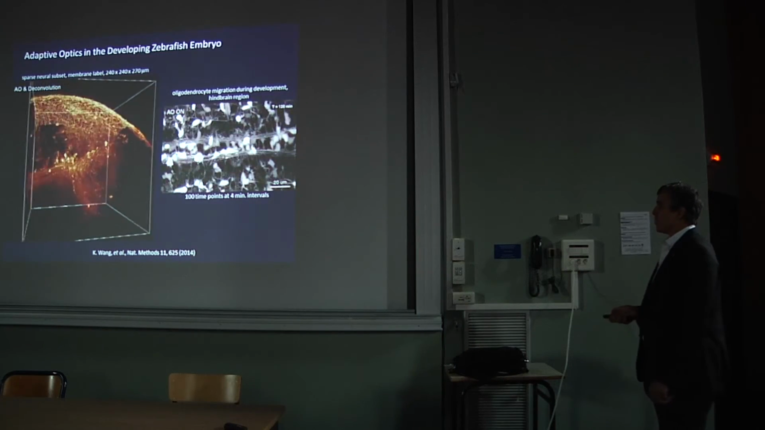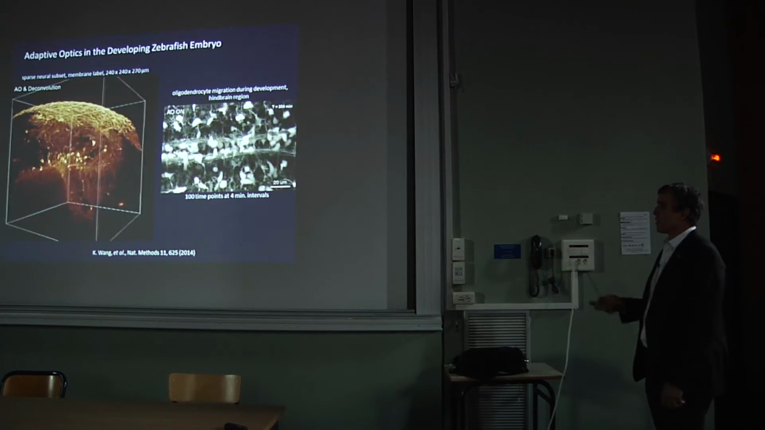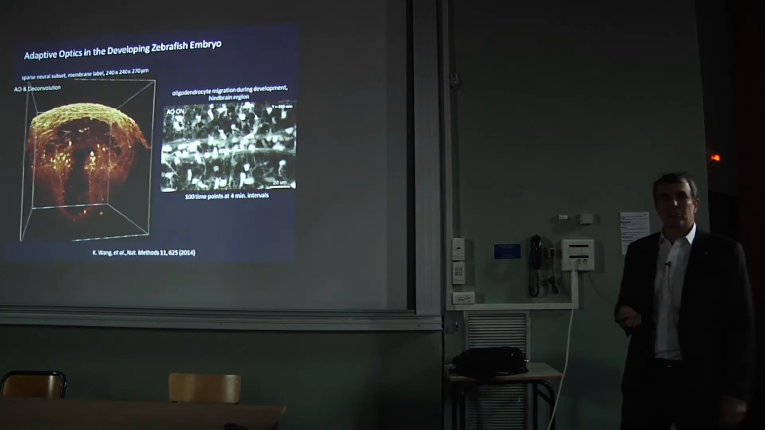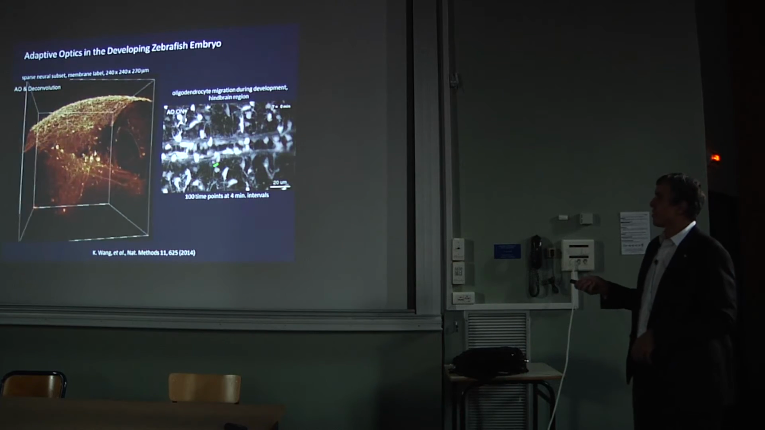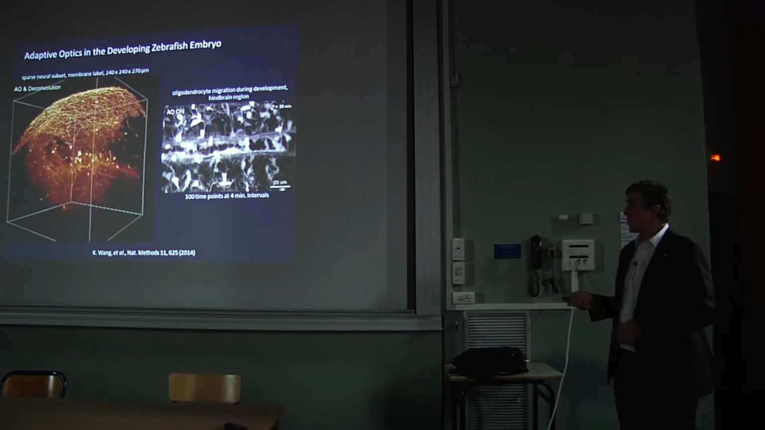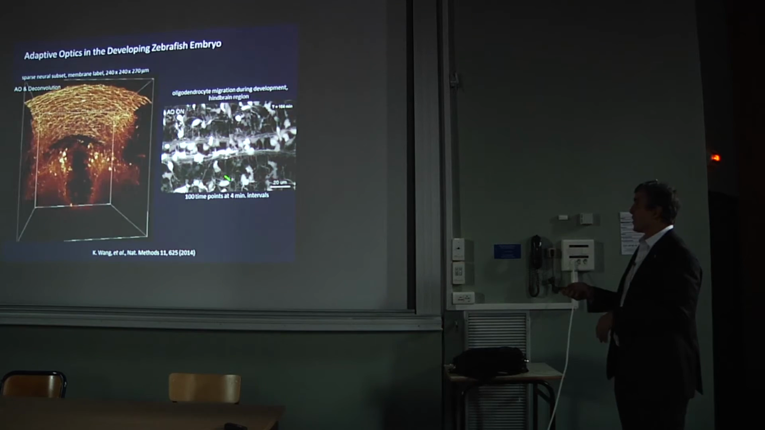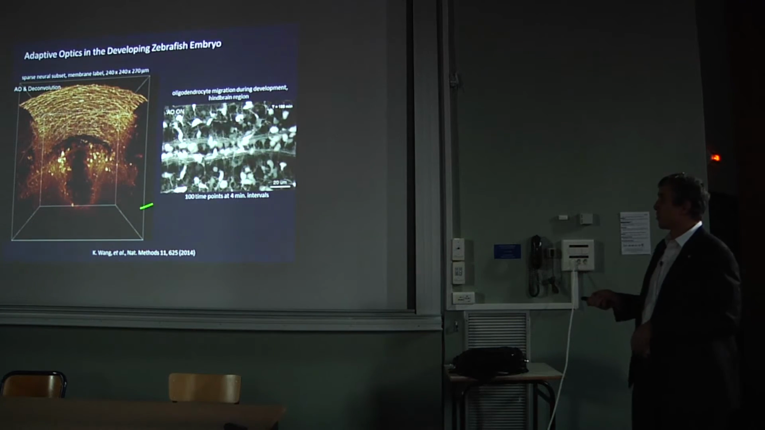So this is an example then of looking at the dynamics of this. In this case, looking at these oligodendrocyte cells, which are sort of the glial cells of zebrafish, as they evolve, as the zebrafish is developing from 3 days post-fertilization.